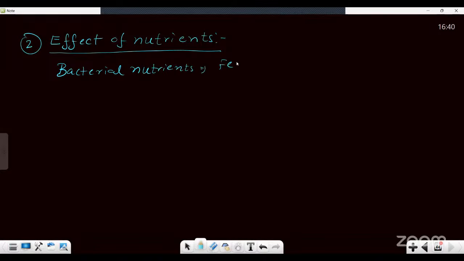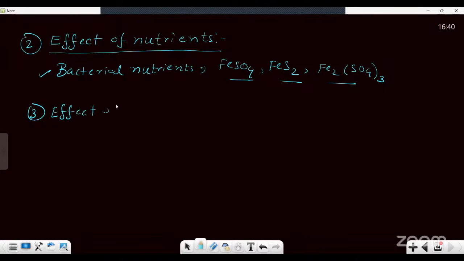basically ferrous sulfate, FeSO4, FeS2, then Fe2(SO4)3. These are the bacterial nutrients, right? So you need to understand this. Another is effect of particle size. Effect of particle size means pore size, particle size.